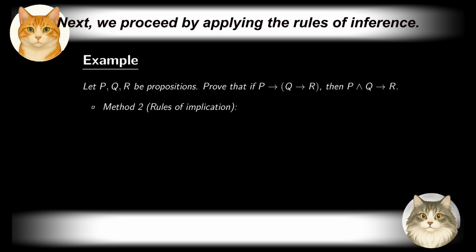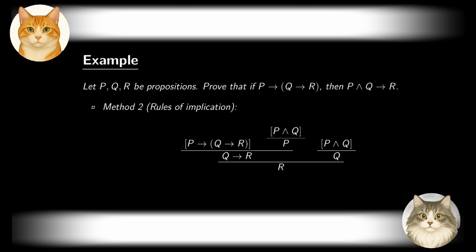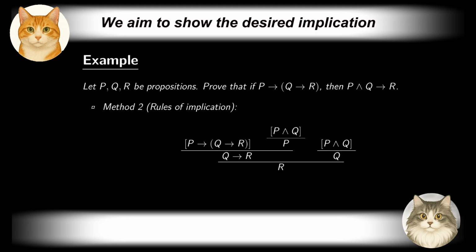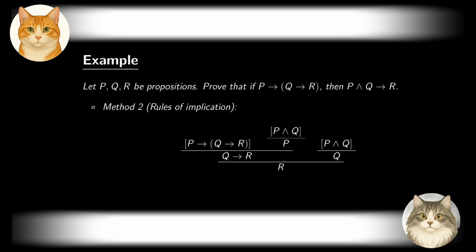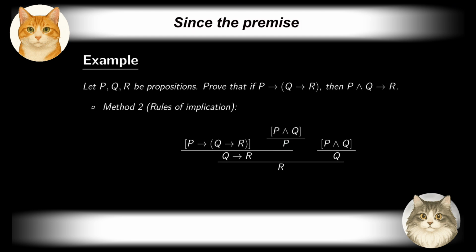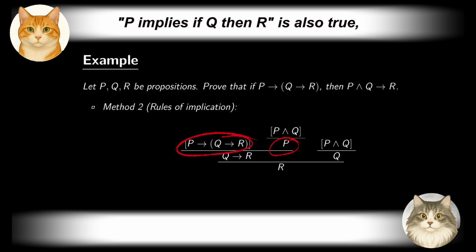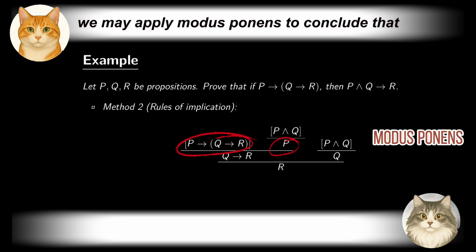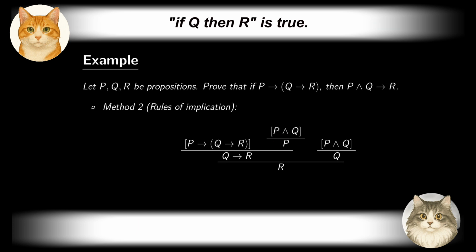Next, we proceed by applying the rules of inference. We aim to show the desired implication using direct reasoning. Assume that P and Q is true. Then, by simplification, P is true. Since the premise P implies (if Q, then R) is also true, and we have P, we may apply modus ponens to conclude that if Q, then R is true.